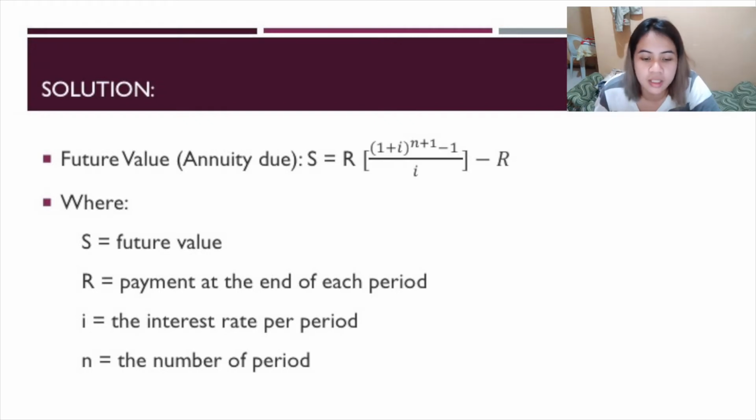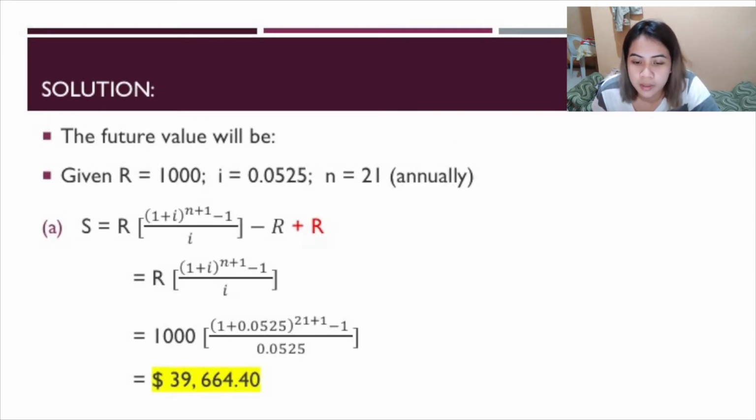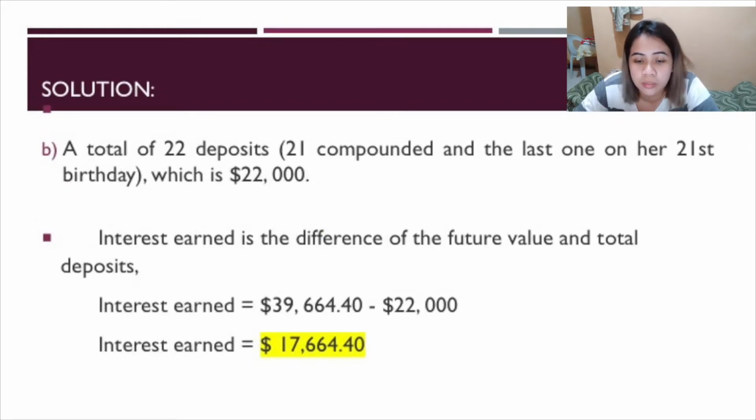This is an annuity due for 21 yearly periods from birth up to the 21st birthday, plus an additional deposit which has not yet begun to be compounded as it is the girl's birthday. So the given: R is equal to 1,000, i is 0.0525, and n is 21 annually. We will then substitute those values in the formula, and it will equal $39,664.40.